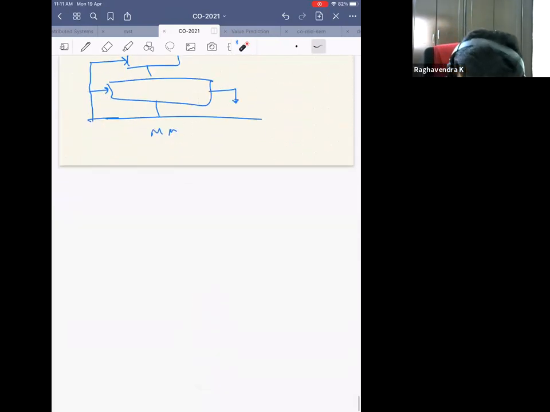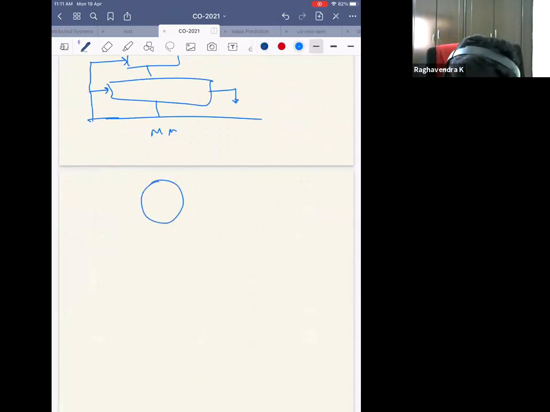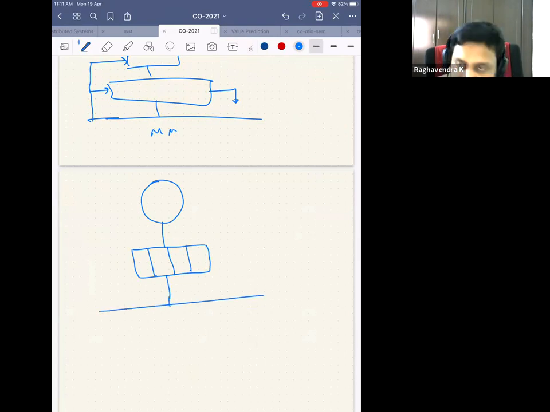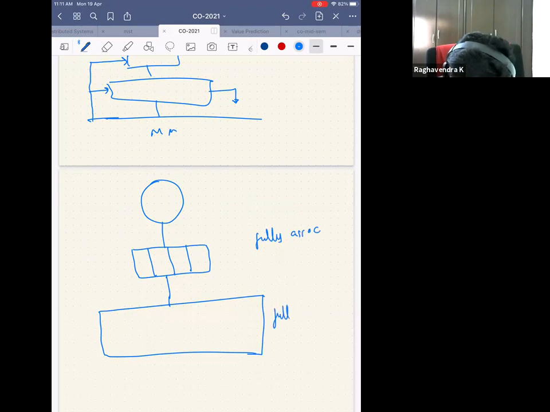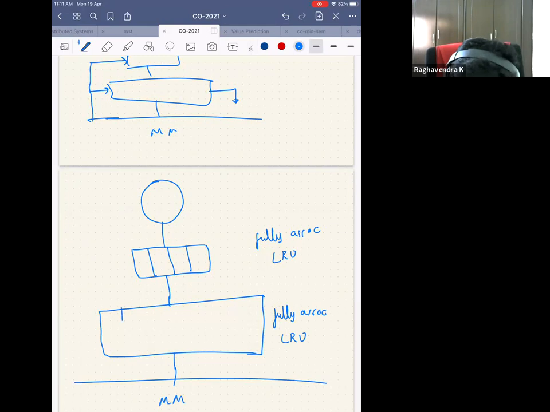So what is happening here is this. Let's say I have the CPU. I have two levels of cache. Let's say it's a four-way associative cache. Actually, let's assume that it's a fully associative cache, not even four-way associative. And this is also fully associative. This implements LRU. This implements LRU. And this is the main memory. Since this is a bigger cache, there are many more blocks that can be stored here.